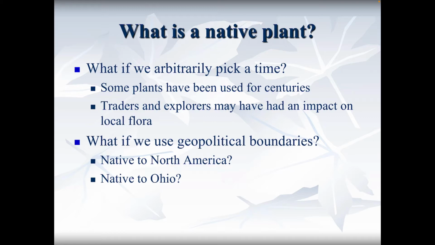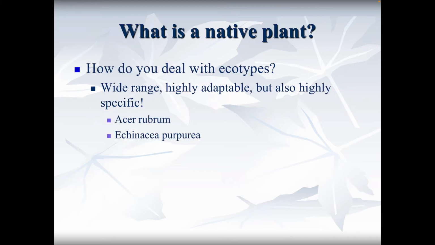Well, what if we use geopolitical boundaries instead? So if it's in the state of Ohio and it's not in the state of Indiana, then it's native to Ohio. We could do that, but what about a plant that sits on the border? Or a plant that's on one side of the border and on the other side of the border? Do plants even care about borders? We call it Canadian hemlock. Is it really Canadian? Do we have populations in the United States that are native? So those are challenges that we have to deal with when trying to decide on a definition for a native plant. And then how do you deal with ecotypes?